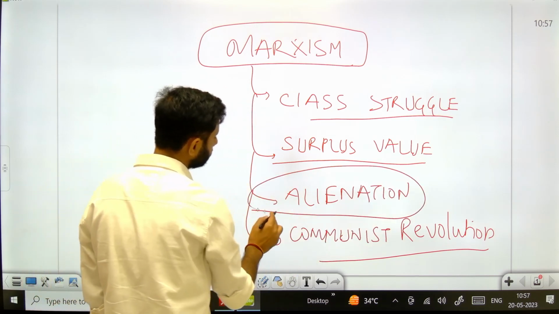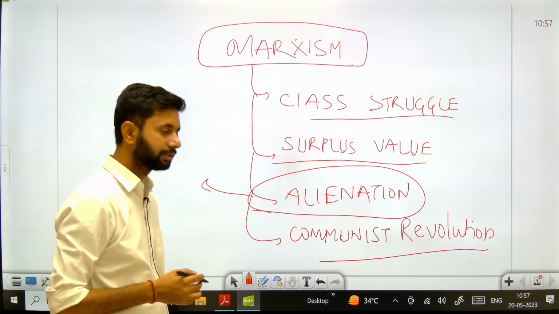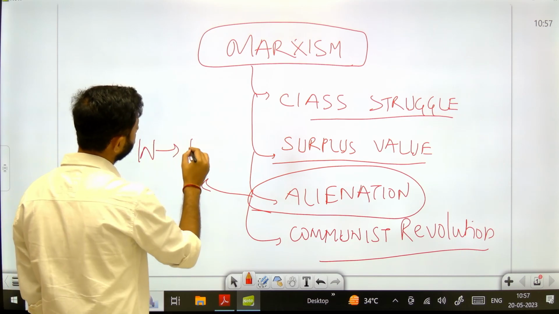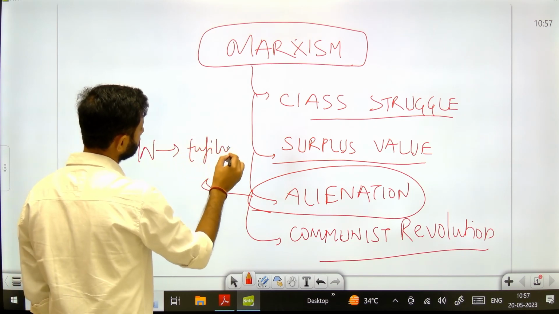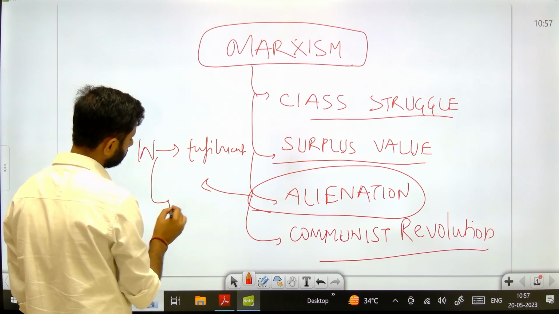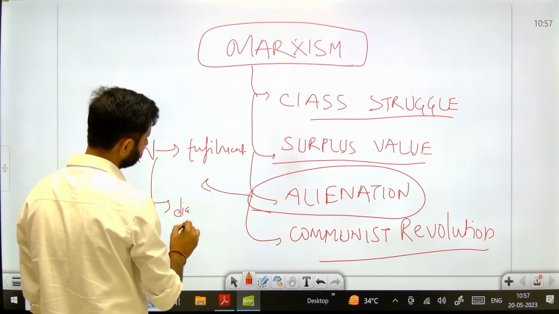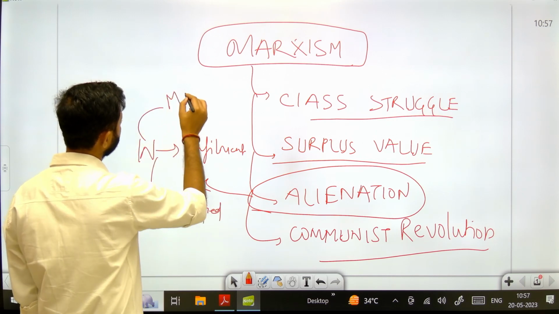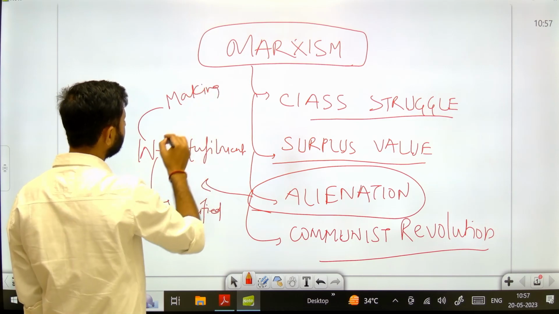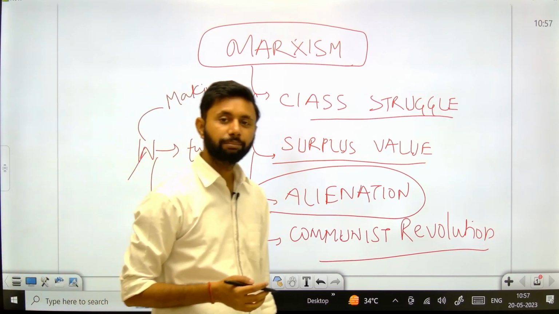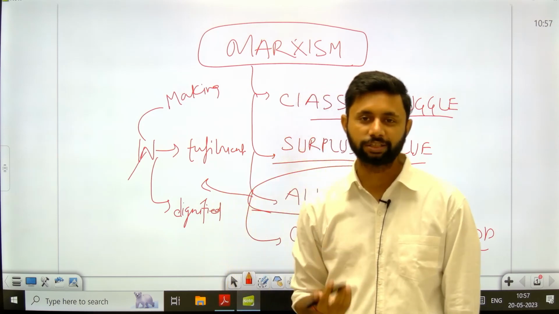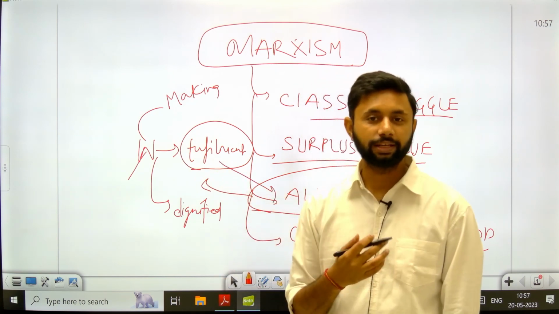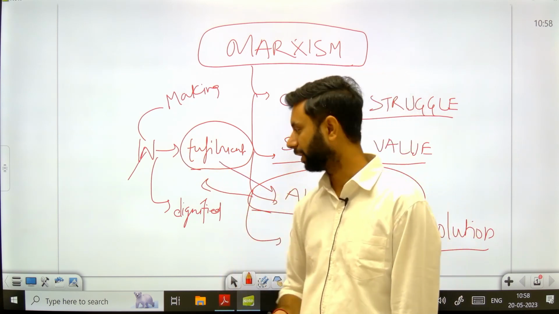Then the concept of alienation. It is usually said that workers work for their fulfillment and dignified existence. But since workers are not making the products they want, and are making products based on what the industry and the management want them to make, they are not fulfilled. That's why they are alienated from their work and alienated from society.